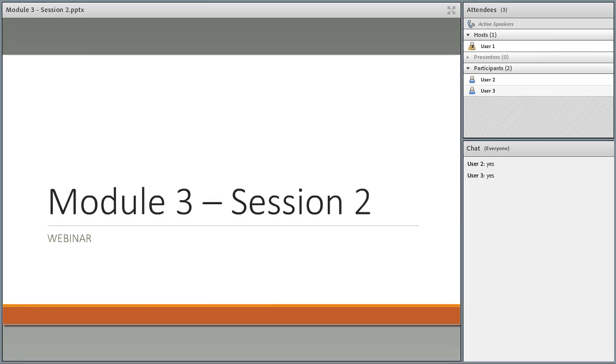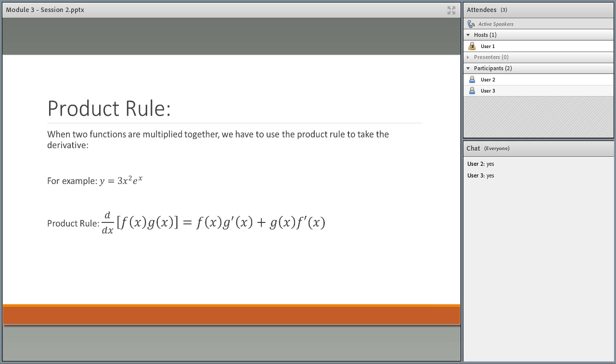Okay, we are recording. This is the Module 3 Session 2 webinar, and today we're going to learn more differentiation rules. So we talked about the power rule last time, which was a more efficient way of calculating a derivative because the limit definition of a derivative isn't always the most efficient way. So tonight we're going to talk about the power rule, the product rule, the quotient rule, and then we're also going to talk about trigonometric derivatives as well. So let's get started.